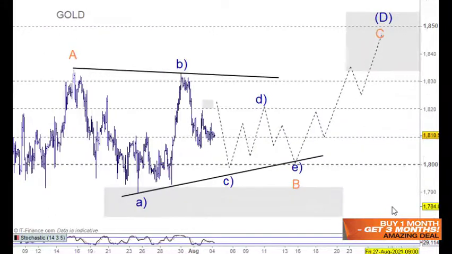This is a 2-hour chart here. I think we're in some type of triangle pattern here. I don't know for sure. I can see that it's messy. There's other ways to count this. There's nothing obvious here at this point in time. We haven't got the 1800s, the minor level. That's the number that we're working with.